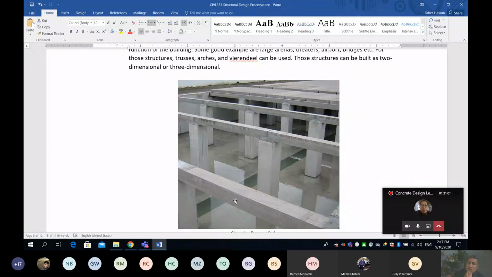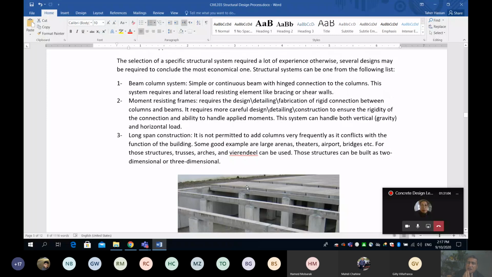Okay. So the next one after moment frame. There is a group of structural systems that we call long span construction. Long span means those guys are amazing. They can span 20, 30, 40, 50 meters, and sometimes hundreds of meters. Let me give you some names, like something that you know very well, trusses.